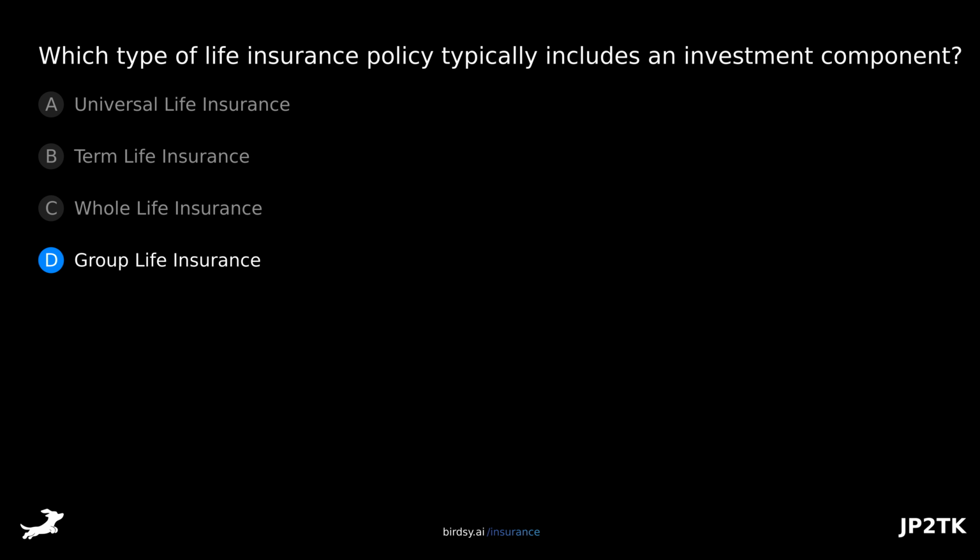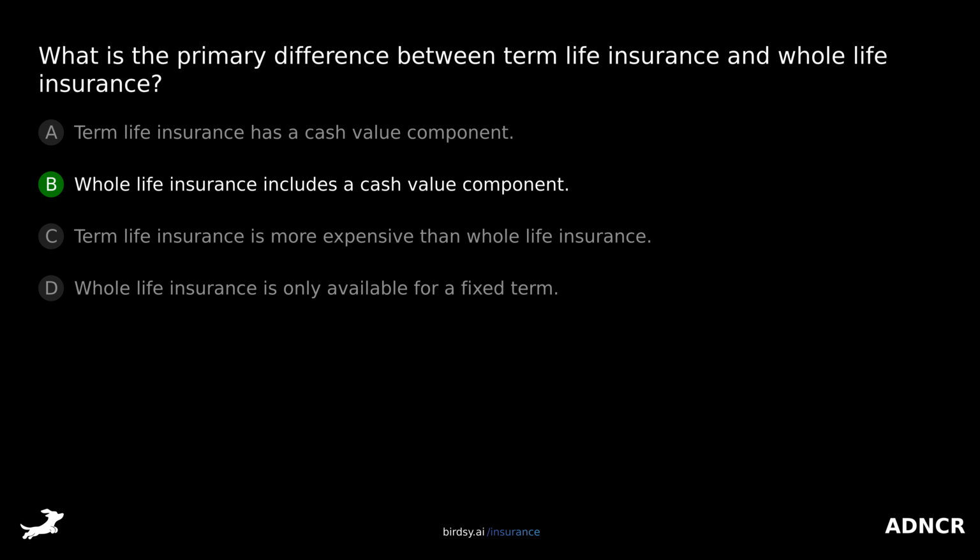What is the primary difference between term life insurance and whole life insurance? Is it A, term life insurance has a cash value component? B, whole life insurance includes a cash value component? C, term life insurance is more expensive than whole life insurance? Or D, whole life insurance is only available for a fixed term? The answer is B, whole life insurance includes a cash value component.